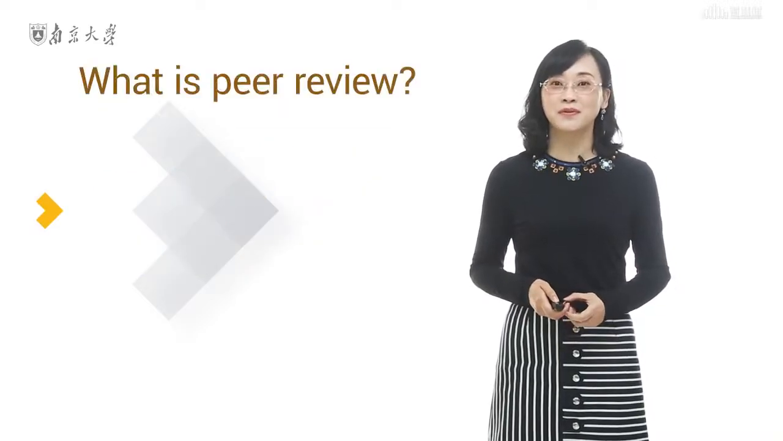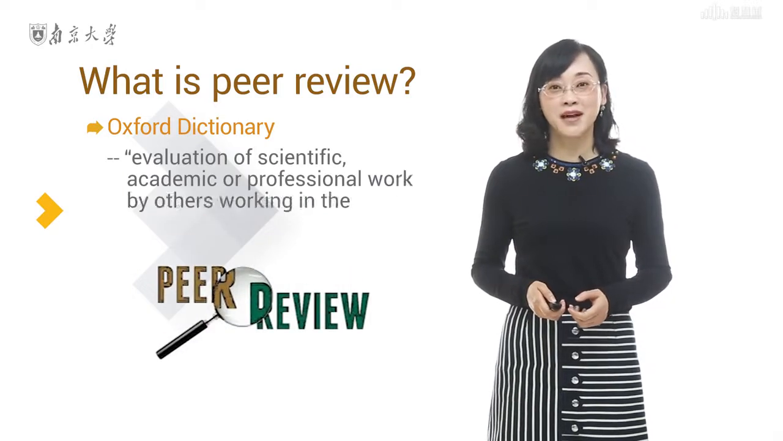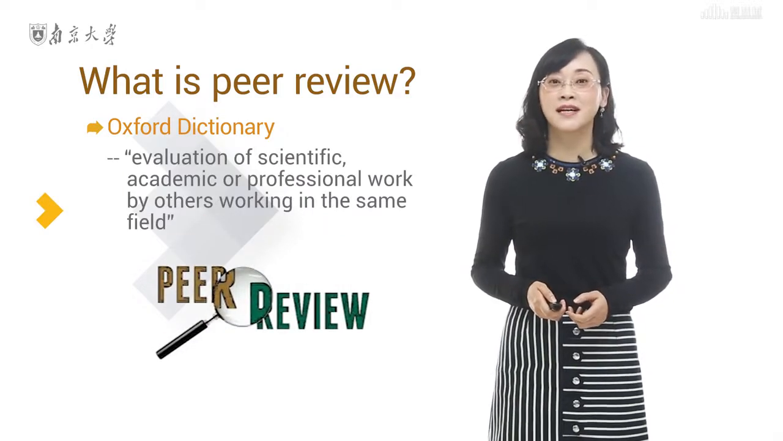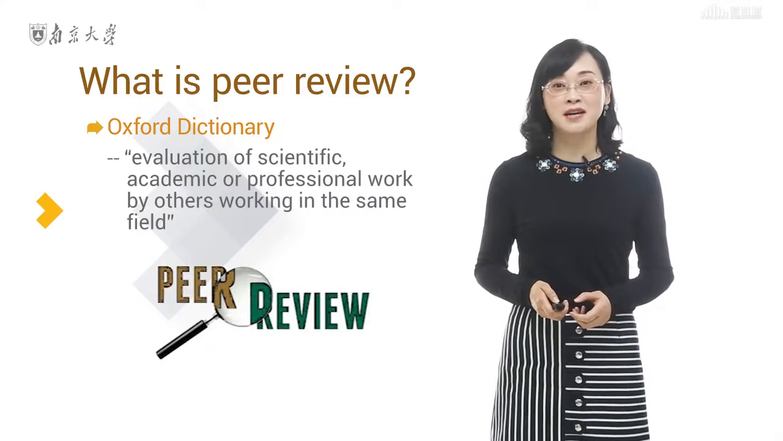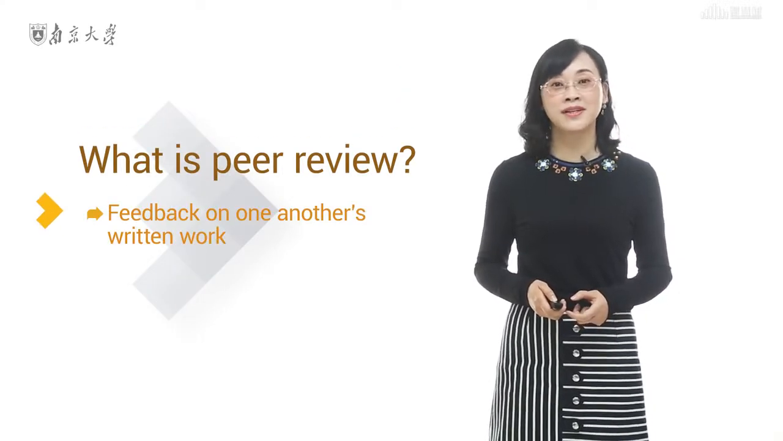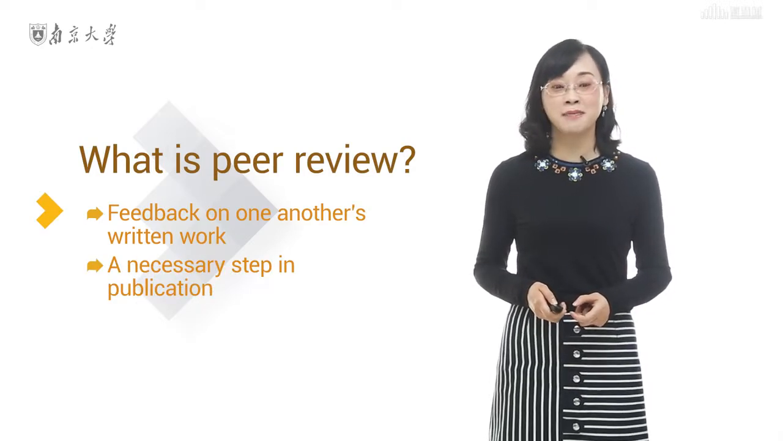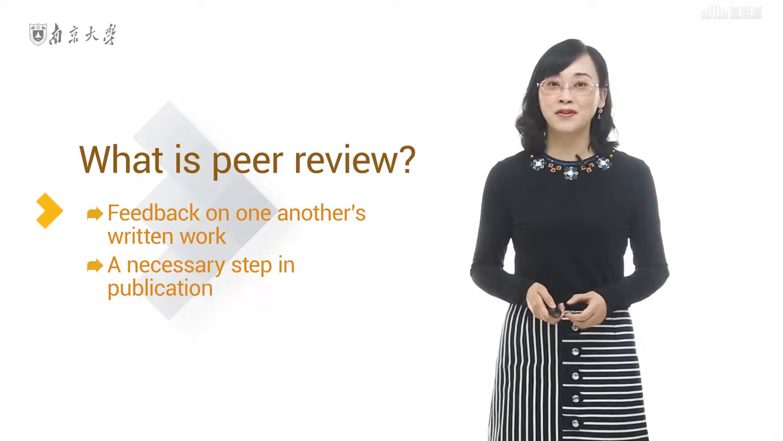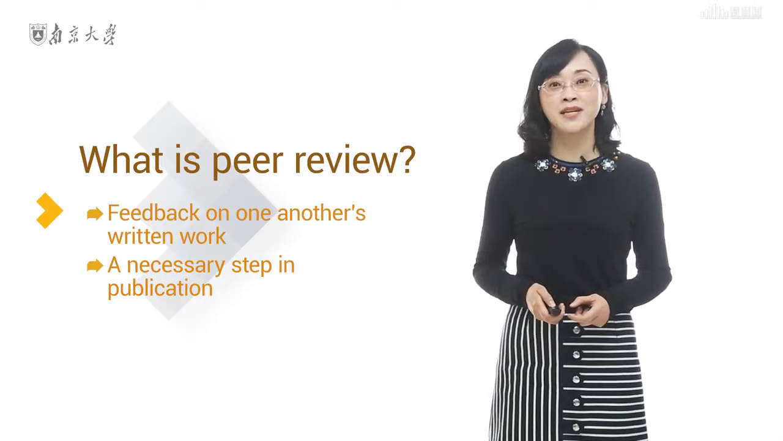What is peer review? According to Oxford Dictionary, peer review is evaluation of scientific, academic, or professional work by others working in the same field. It can be feedback on one another's written work among students in university contexts, or a necessary step in academic paper publication. Therefore, peer review can be a practice in which writers read and comment on each other's writing.